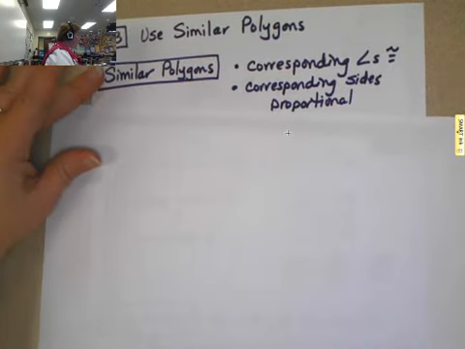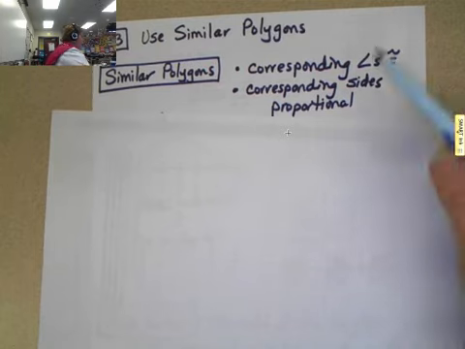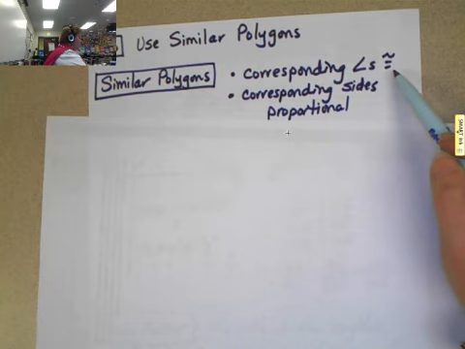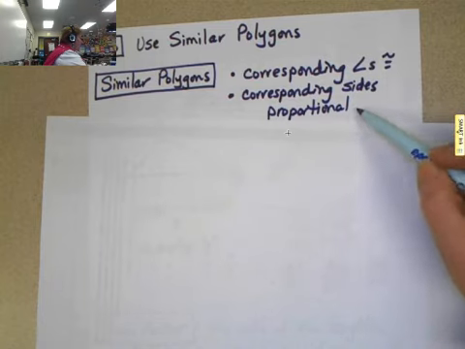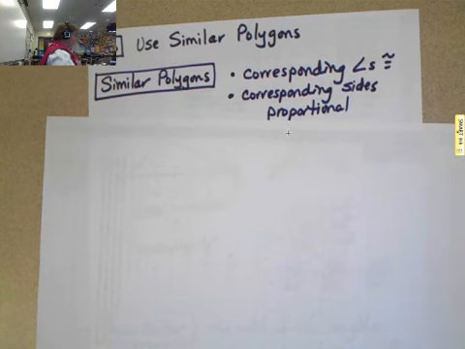That similar figures have two important things. The first is that all corresponding angles are congruent. And the second is that all corresponding sides are proportional. So like congruent figures with the angles, not like congruent figures with the sides.